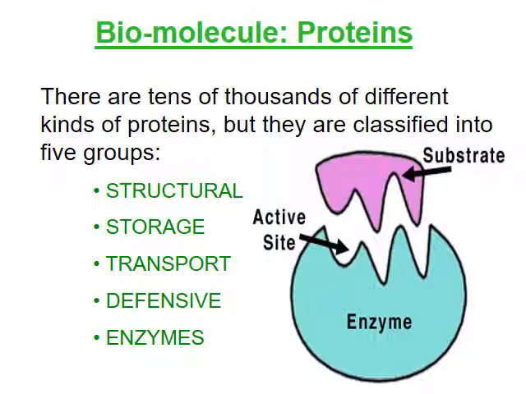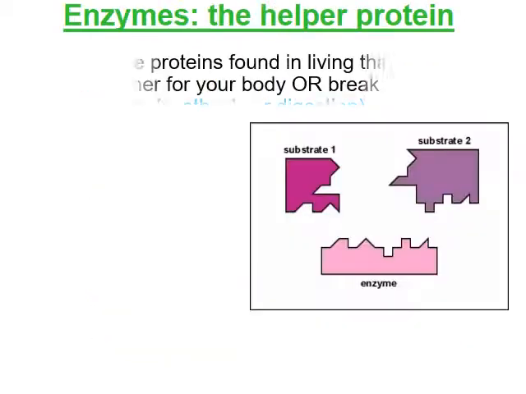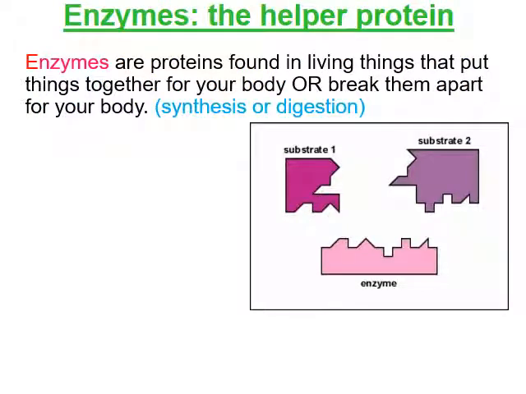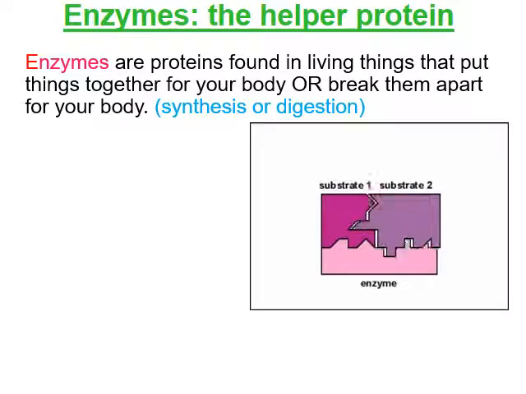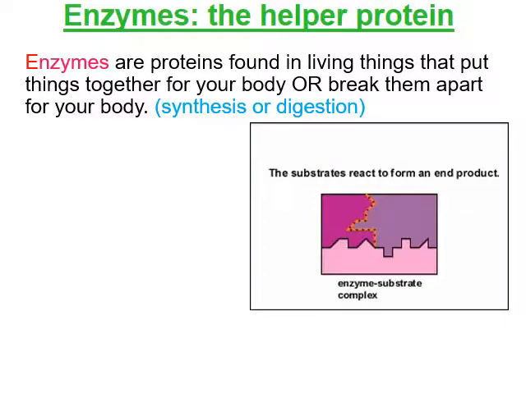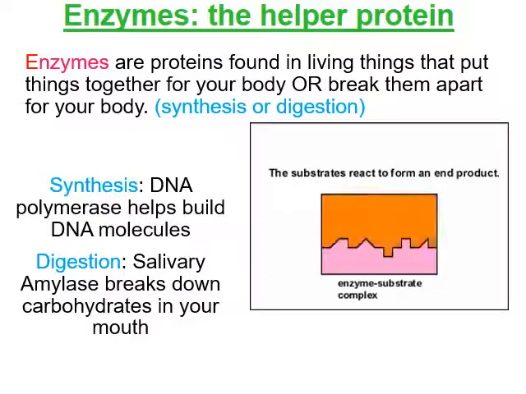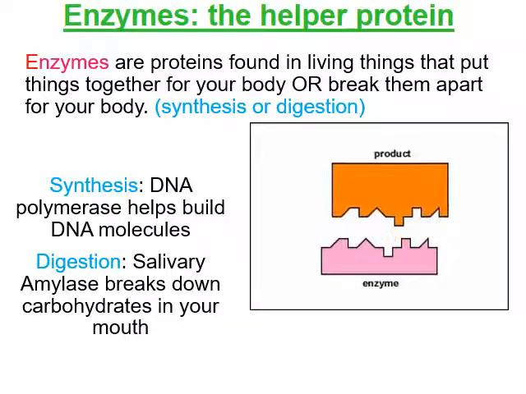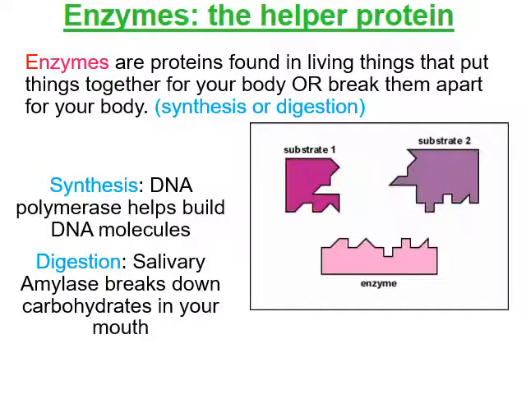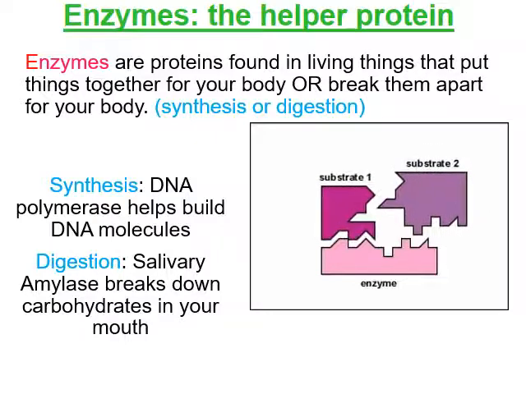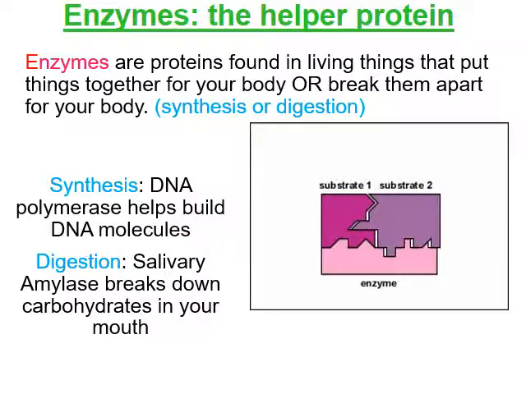Enzymes are capable of building things up within your body, as well as breaking things down. Enzymes are referred to as the helper protein. Enzymes are proteins found in living things that put things together for your body or break them apart for your body. Synthesis or digestion. To synthesize something is to create it, as if you synthesize music, you created it. DNA synthesis is the creation of DNA. The enzyme DNA polymerase helps you build DNA molecules.